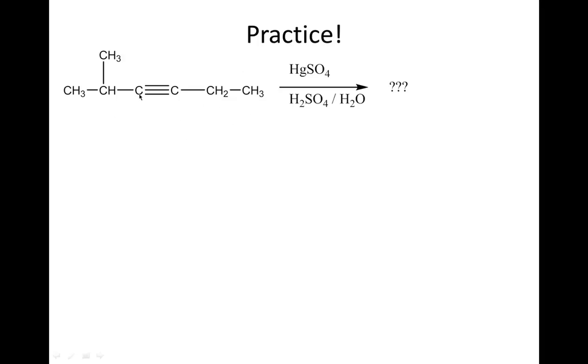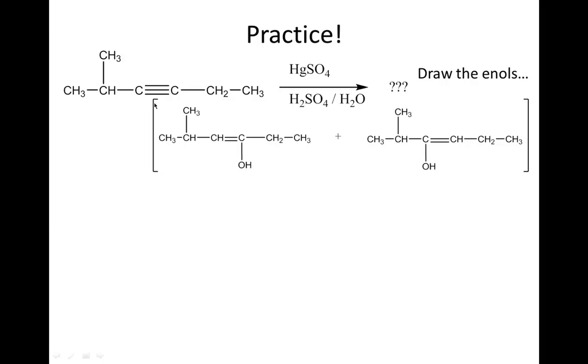So that means that we could put some of the OH here with the hydrogen there, or we could put the OH here with the hydrogen there. It's not going to matter. So let's take a look at the enols. Okay? So if we put the OH on this carbon and the hydrogen there, we get this enol. If we put the OH here and the hydrogen there, we get this enol.